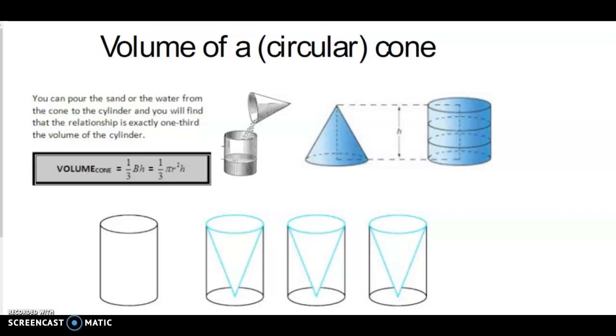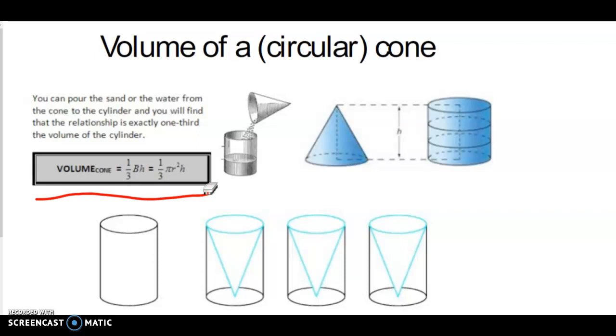In this video, we will introduce another solid geometry, which is the cone. The cone is connected with the cylinder. You can pour sand or water from the cone into the cylinder, and you will find that the relationship is exactly 1/3 of the volume of the cylinder. So that's how we get the formula of the cone, which is 1/3 times base times height. This formula is the same as the pyramid we just talked about in the last video.